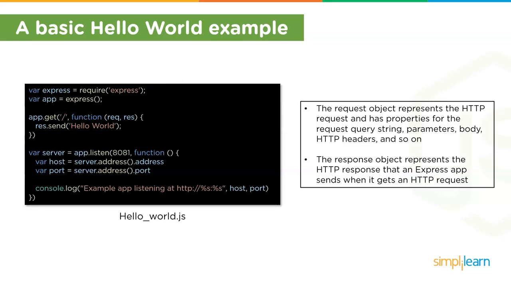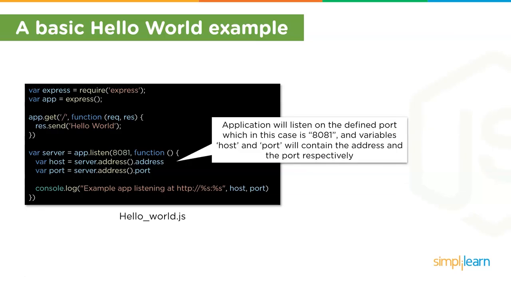The request object represents the HTTP request and has properties for the request query string, parameters, body, HTTP headers, etc. The response object represents the HTTP response that an Express app sends when it gets an HTTP request. Now the application will listen to the defined port, which in this case is 8081, and variables host and port will contain the address and the port respectively.